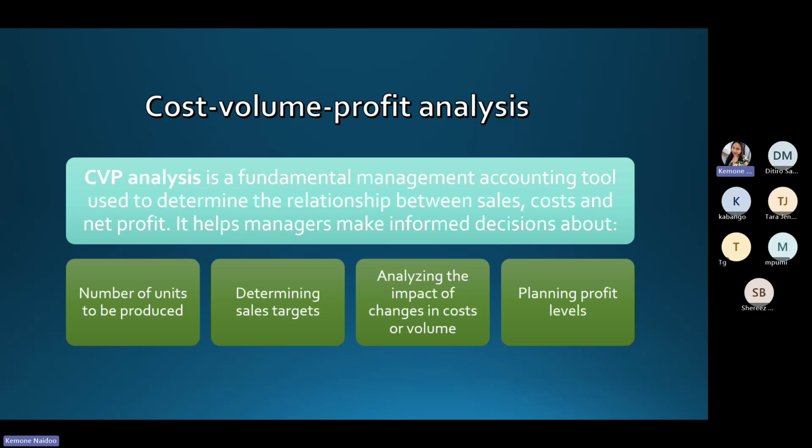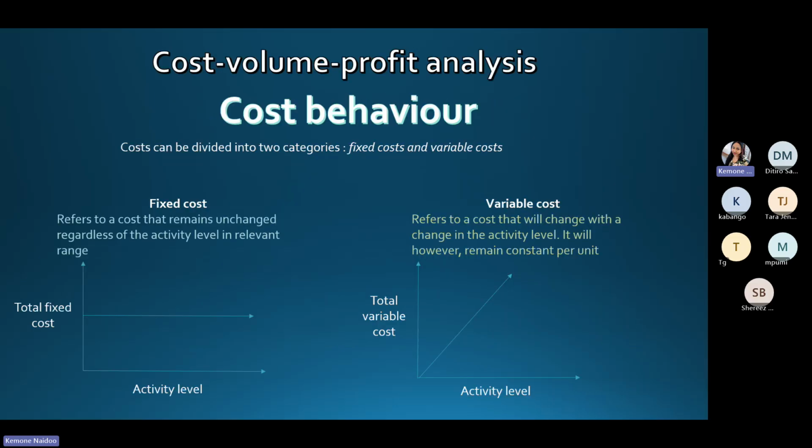Then we're looking at cost volume profit analysis. So this is also a tool that helps managers just understand the relationship between sales, costs, and also your net profit. Okay, so here you need to understand the difference between a fixed cost, a variable cost, and you need to also know how to put it into a graph. Now, they've also asked this question last year, so if you go back to previous past year papers, you should be able to see how they would ask you this if they do ask you.